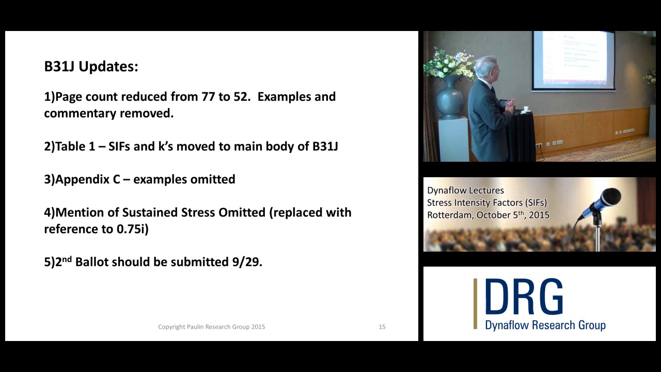Basic B31J updates now. The first ballot has already gone through. There were 9 approvals, 6 disapprovals. The biggest disapproval was that it was too big. It took too long to read, and they didn't think the code books would accept a document that took too much time to read. So they wanted it to be smaller. So we went back, we took examples out, we took words out, so we reduced it from 77 to 52 pages. SIFs and Ks were moved from an appendix into the main body of the document.